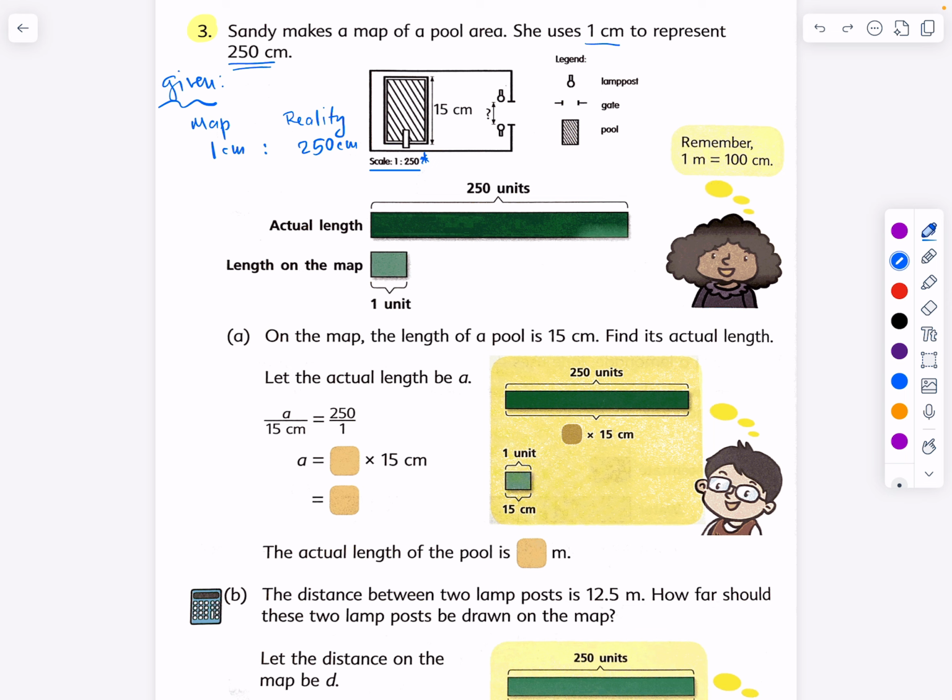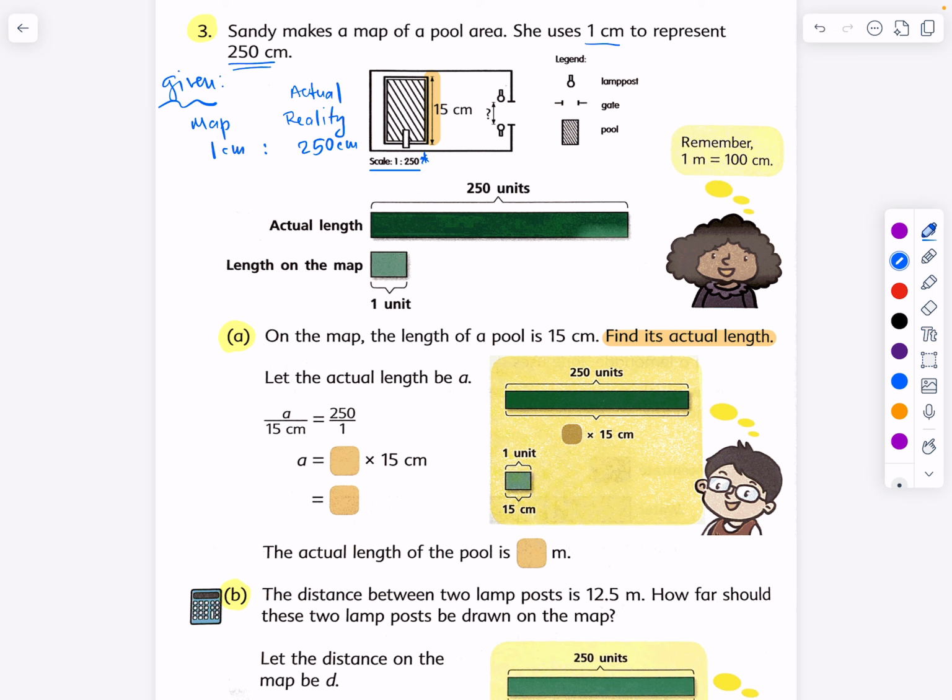So the question is on the map, here it is, this is A and the middle cell B. The length of a pool is 15 centimeters. Find the actual length. So find the reality, right? Maybe I can write it here. Actual distance.